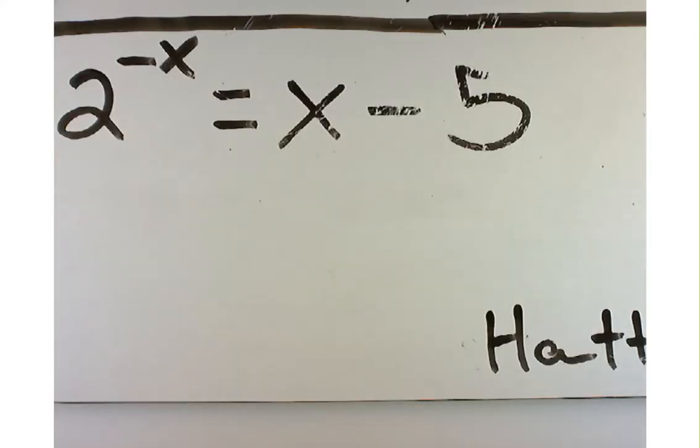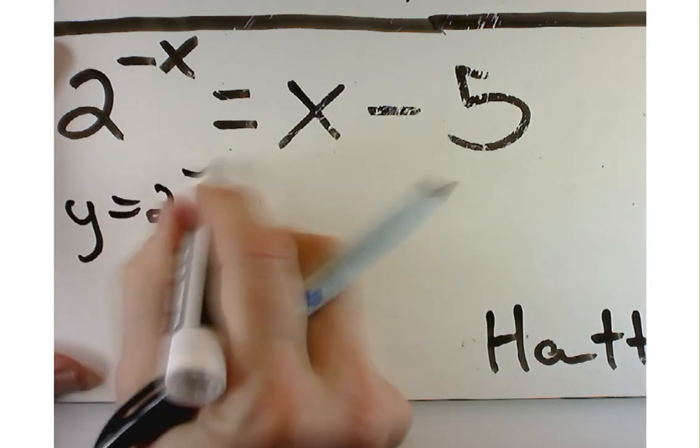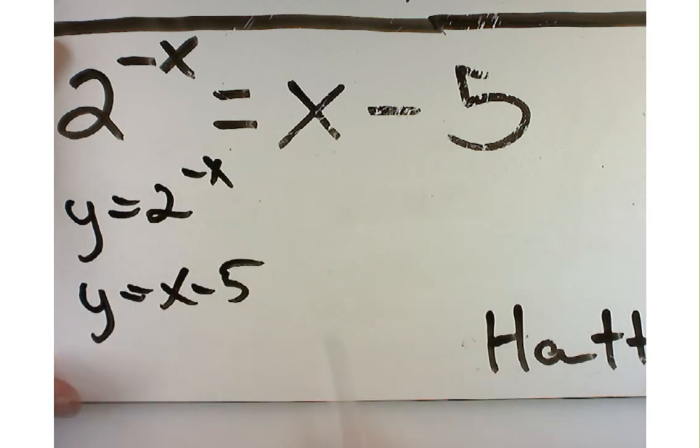This one is one you're going to have to solve on a graphing calculator or Desmos. So what I would suggest here is that we write two different equations. We write y equals 2 to the negative x for one of them, and we also graph y equals x minus 5 for the other one, and see where they intersect. So let's do that in Desmos because it's going to be desperately easy there.